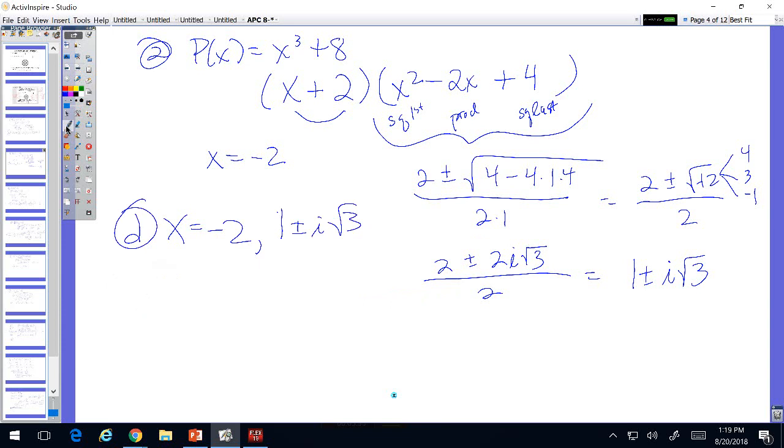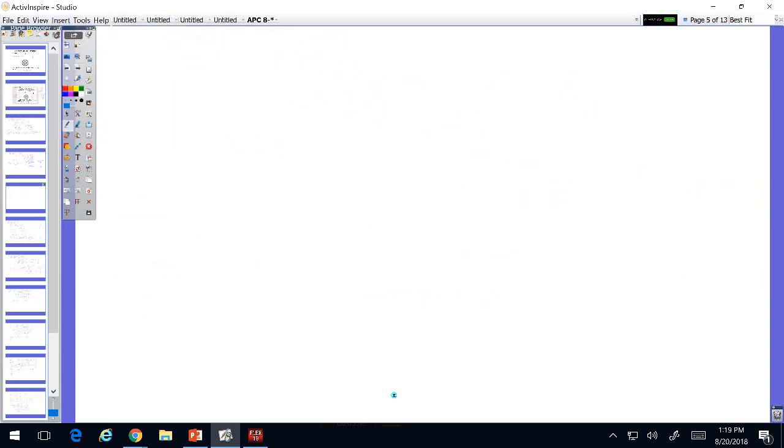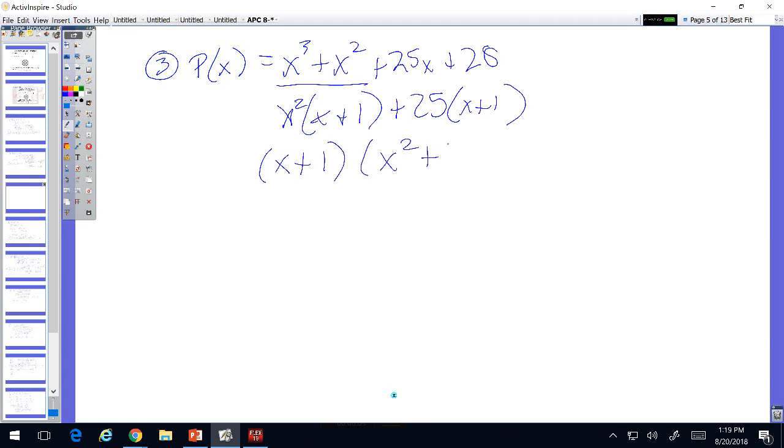Number 3, we are asked to factor this polynomial. What method do you use to factor this polynomial? Yes, we sure do. So for number 3, P of x equals x cubed plus x squared plus 25x plus 25. We group the first two, pull out the x squared, we get x plus 1. We pull out the 25, we get x plus 1. So it gives us x plus 1 times x squared plus 25.